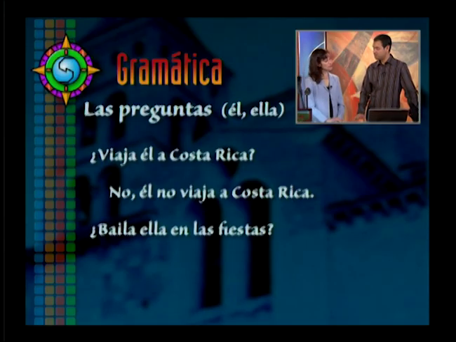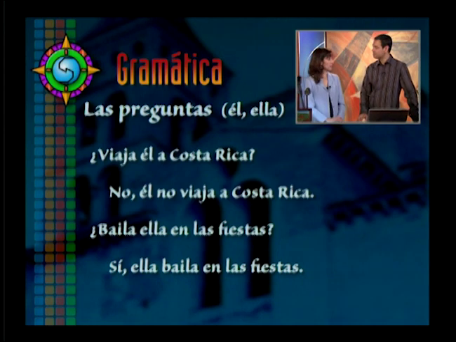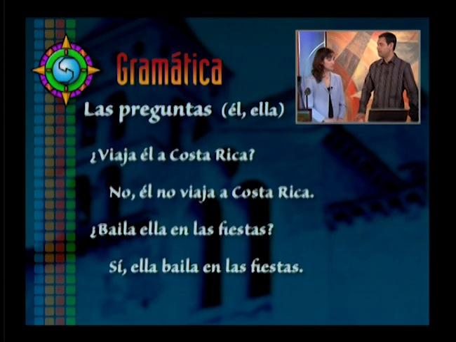All right, and one more question with él and ella. Carlos, ¿baila ella en las fiestas? Sí, ella baila en las fiestas. Muy bien. So here the verb didn't change, right? The question was baila, and the verb also uses that same form. Same thing with the previous sentence, viaja and viaja in the answer. So when we're talking about a third person, we don't need to change the verb. No, the verb remains the same. So that's easy to remember.